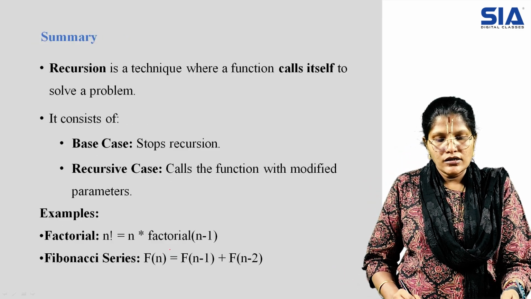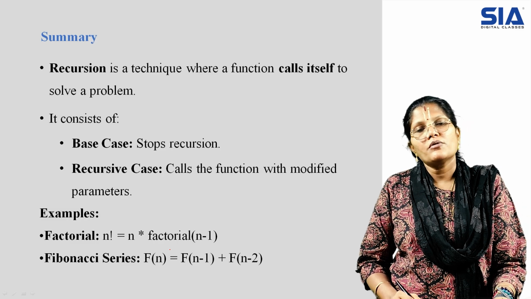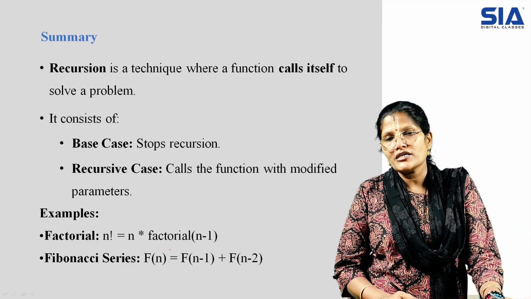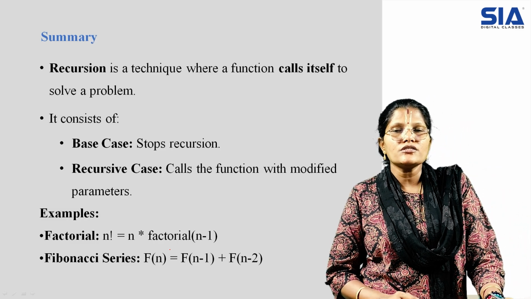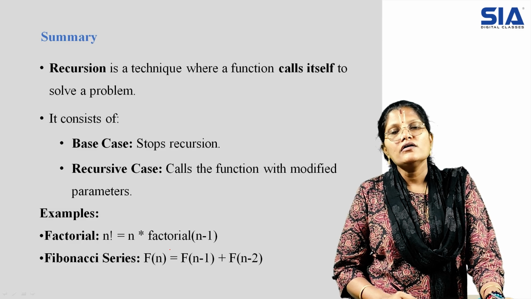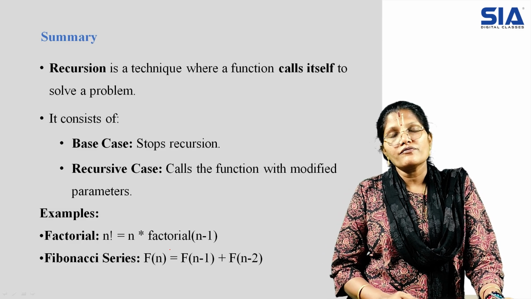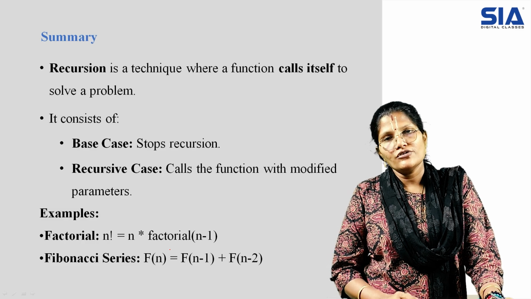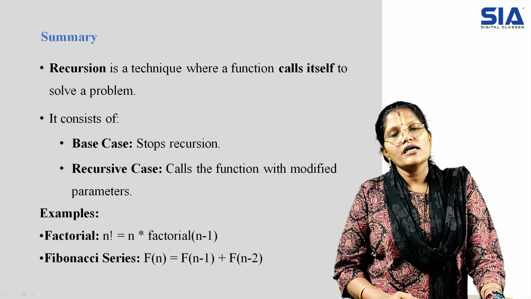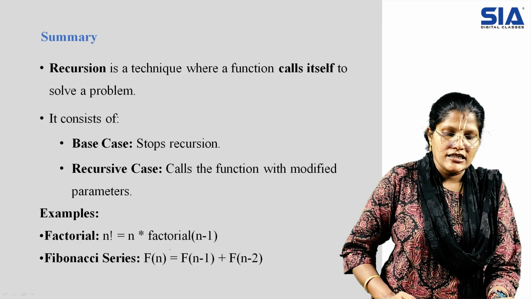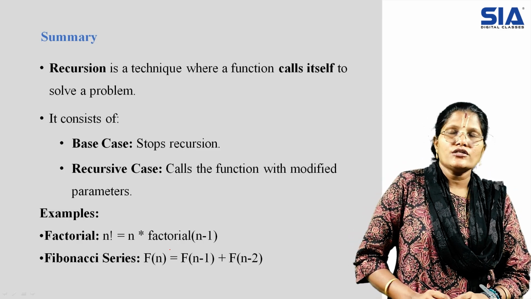So these are the advantages and disadvantages of recursion. Here the summary points would be: the base case stops the recursion, whereas the recursive case executes the function. And recursion is a technique where a function divides its work into simplified tasks and it helps us to solve complex problems easily. So these are the key points of recursion.